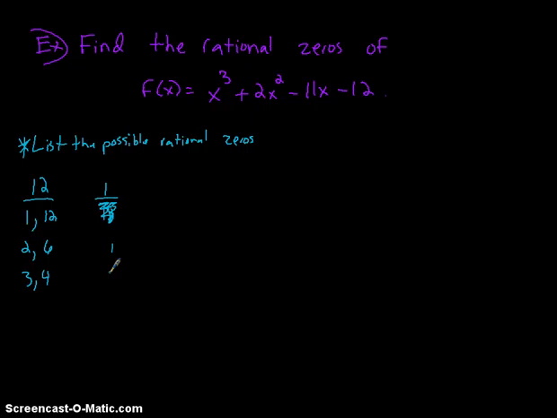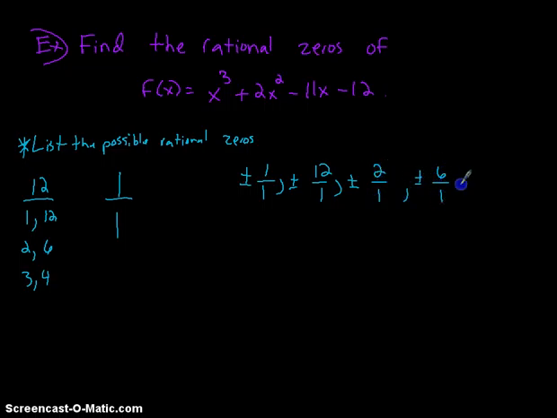So we actually set this up. This is the factor of 1. We're actually going to have each of these numbers divided by 1. So my possible zeros are positive negative 1 over 1, positive negative 12 over 1, positive negative 2 over 1, positive negative 6 over 1, positive negative 3 over 1, and positive negative 4 over 1. And that's pretty much it. That's all the factors of 12 there are. So those are all my potential factors.